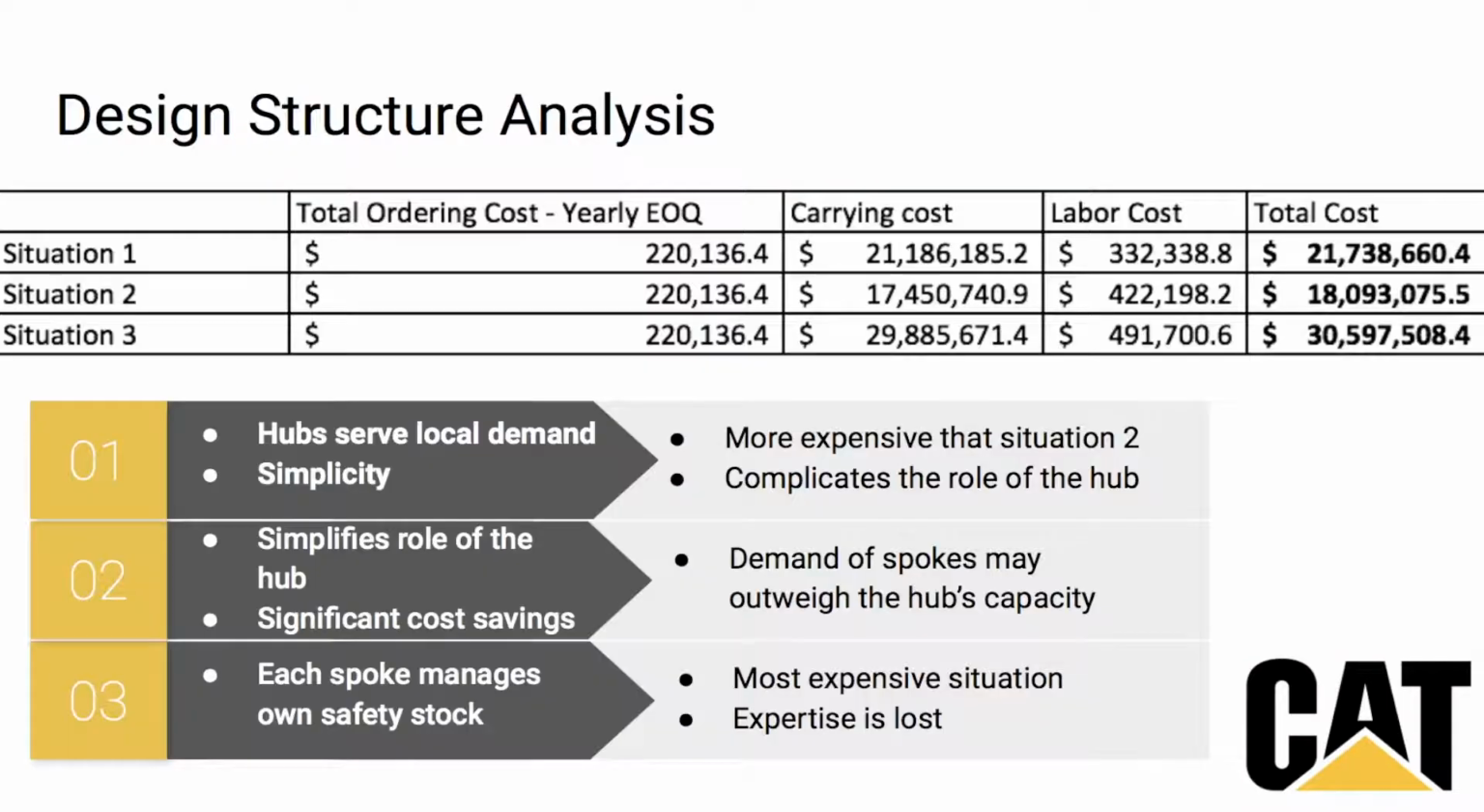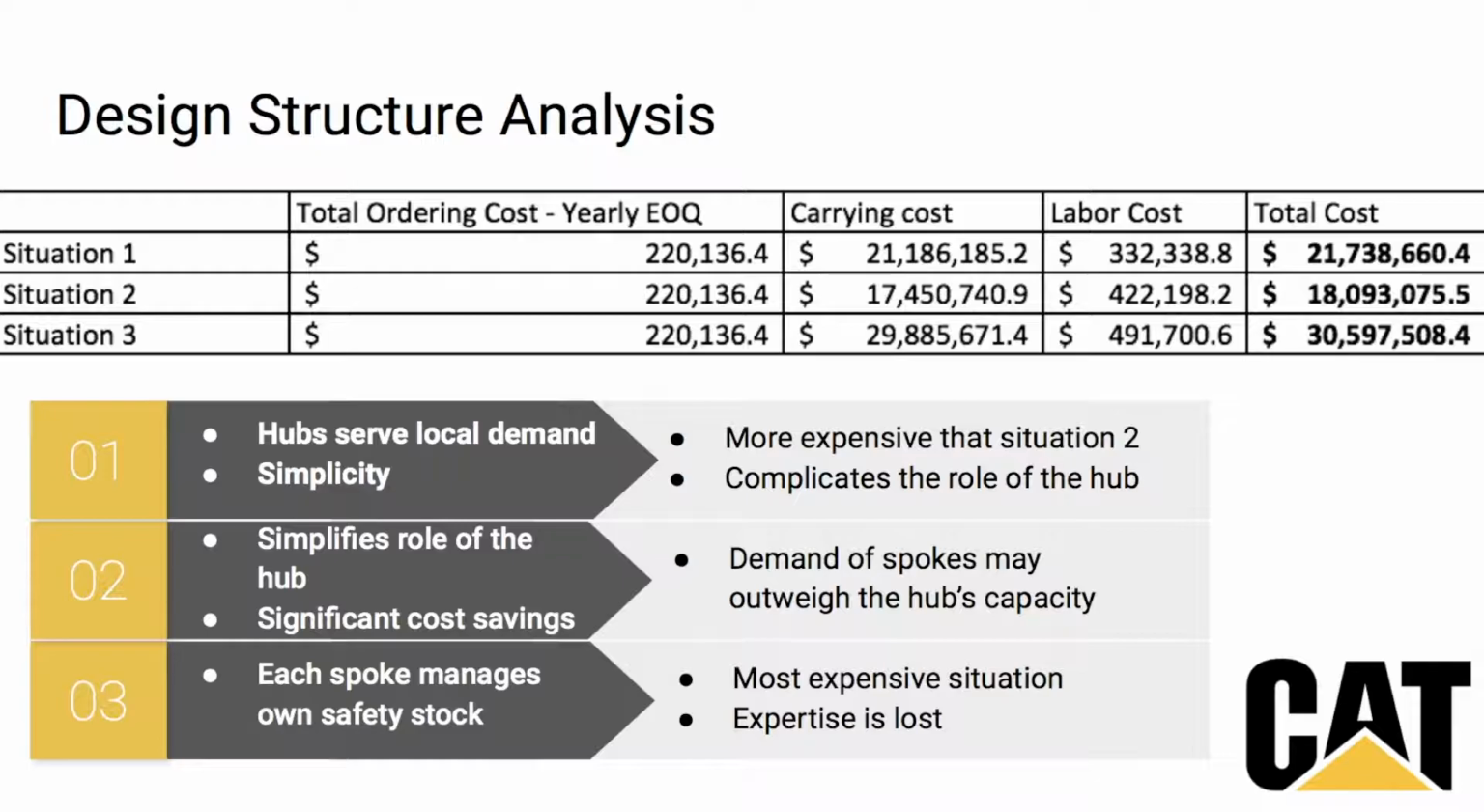So then moving on. We found total ordering costs to be the same because lead times and service levels don't change across situations. Labor costs were slightly different because the hubs and the spokes incurred different costs per order. And carrying costs were varying drastically since the lead times and safety stock differed amongst hub and spokes. So on the bottom portion of the slide, there are pros and cons to each situation.